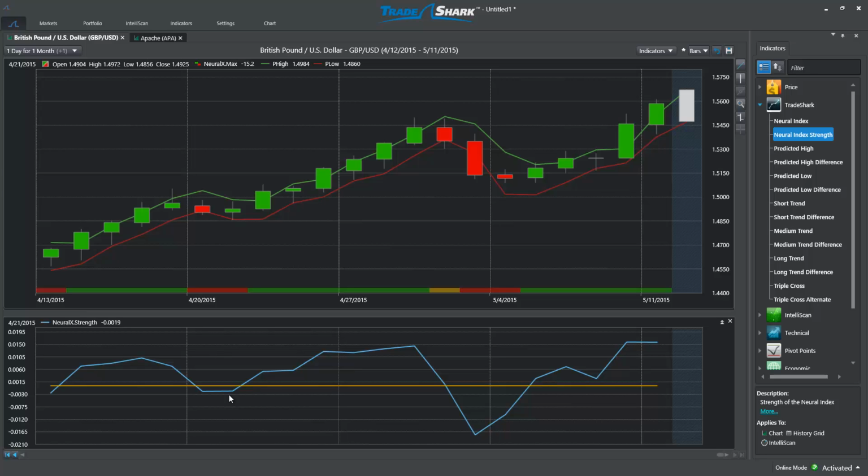When the slope is up, expect the market to see buyers at the predicted low and target the predicted high values. When the slope is negative, like you see here, target the predicted low values and expect some short-term sellers at the predicted highs. In this example, the Neural Index is negative, but strength has already begun to slant higher.